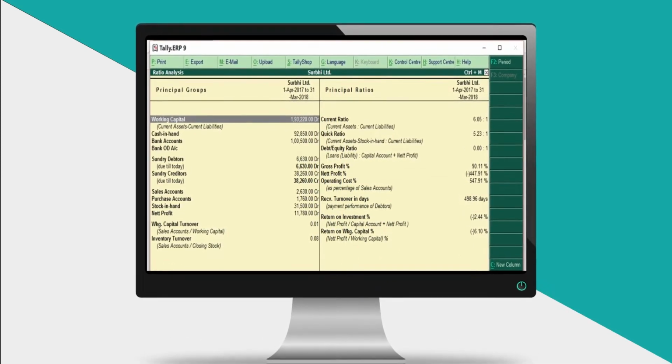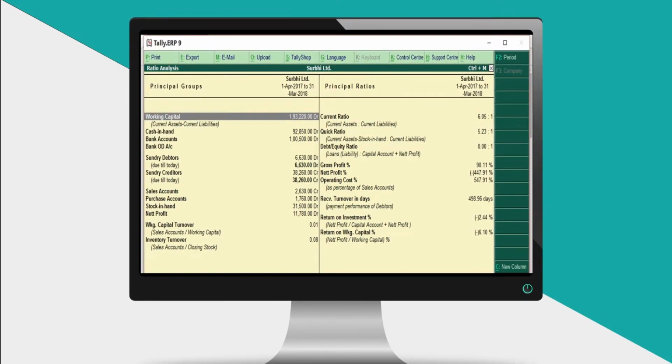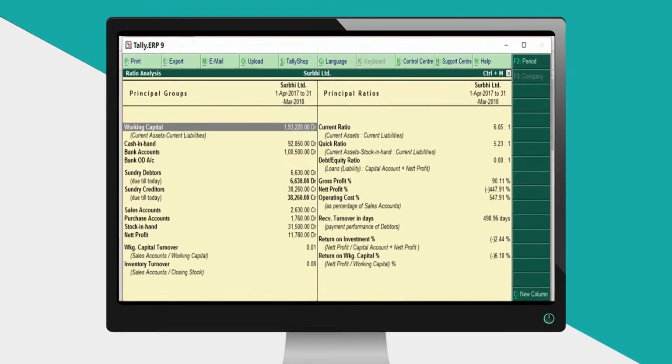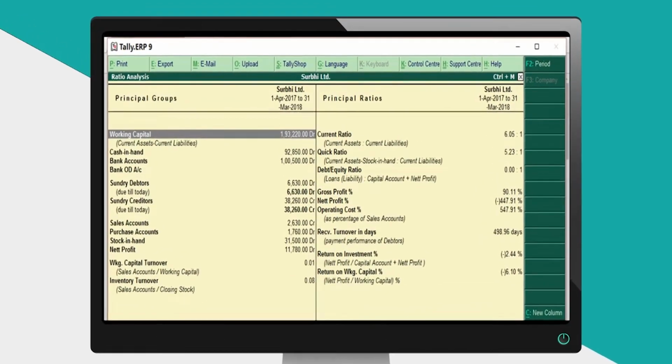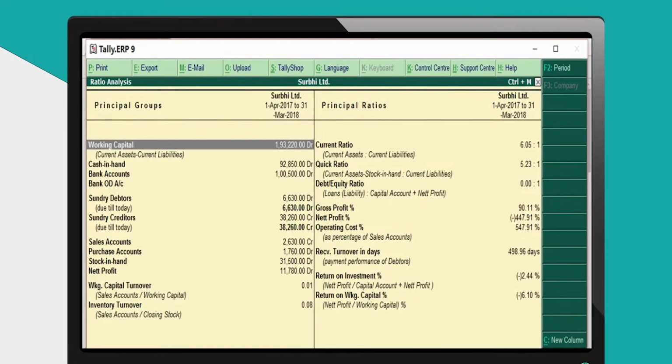There are two types. One is the principal groups and there is a principal ratios. Principal groups, working capital. Working capital is nothing but the excess of current assets over the current liability. There is cash in hand, bank accounts, bank overdraft, sundry debtors, sundry creditors, sales account, purchase account, stock in hand, net profit, and working capital turnover.